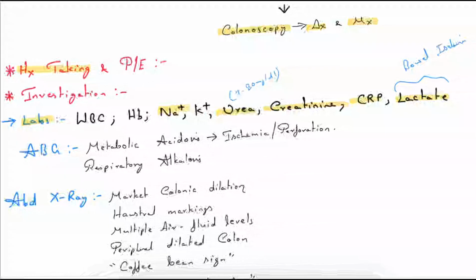Okay, so next we have to go with ABG, arterial blood gas. The normal values: pH is 7.35 to 7.45, bicarbonate is 22 to 26, and partial carbon dioxide is 35 to 45 mmHg. The ABG helps in finding large bowel obstruction complications like metabolic acidosis. Metabolic acidosis we can see in ischemia and perforation. Respiratory alkalosis we can see in early stress response. Acidosis is a late danger sign and suggests strangulation and perforation.